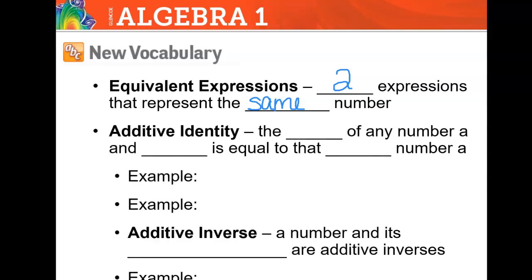The additive identity is the sum of any number A and negative A is equal to that same number A. Sorry. I was thinking, I wrote down inverse. Probably helps if I pay attention to what I'm writing.